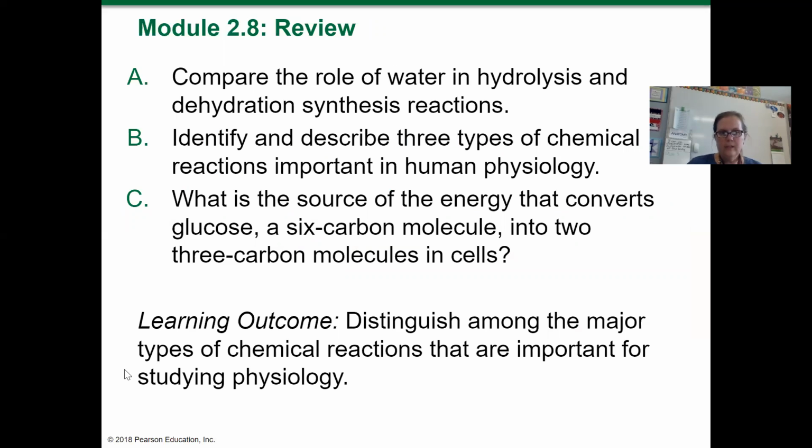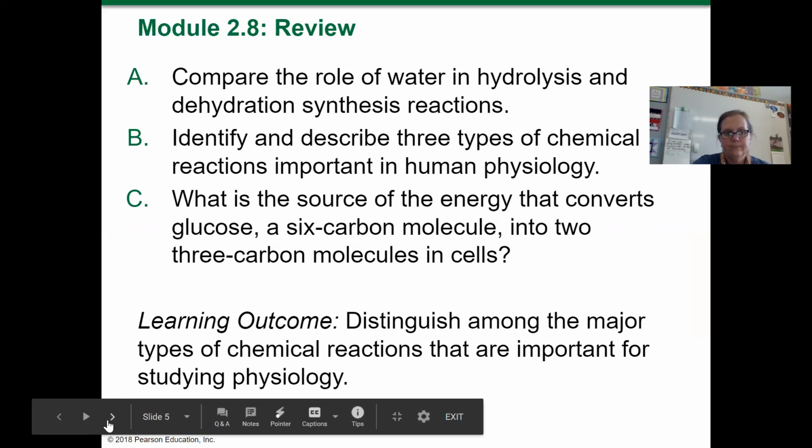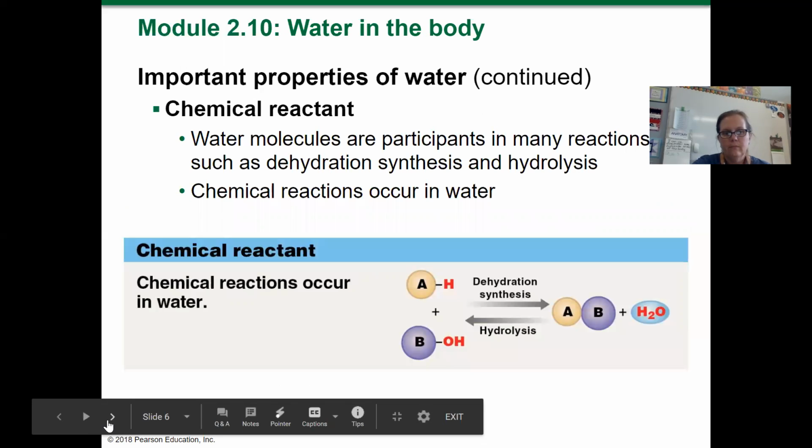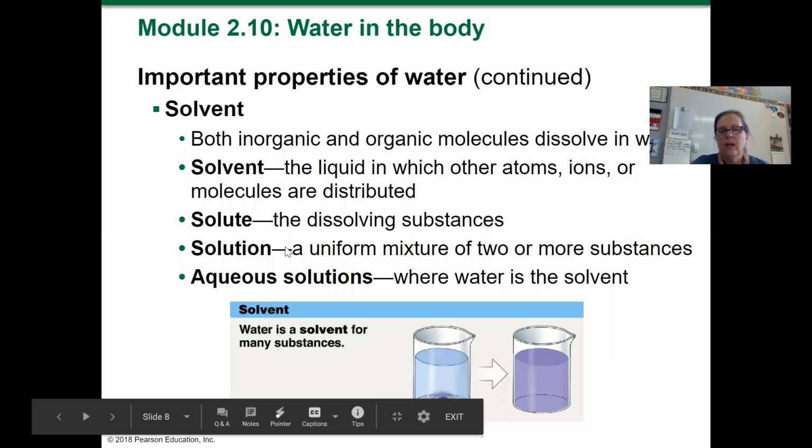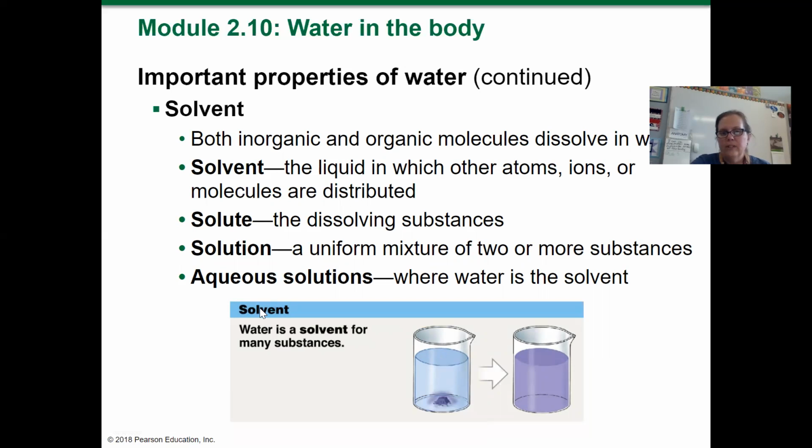The other properties are on page 69 in your textbook. Another important property is that it's a solvent. A solvent is something that does the dissolving, and so water is a very, very important solvent. I think we talk about solvency right here. The solvent and solute, the solution is both the solute and the solvent.